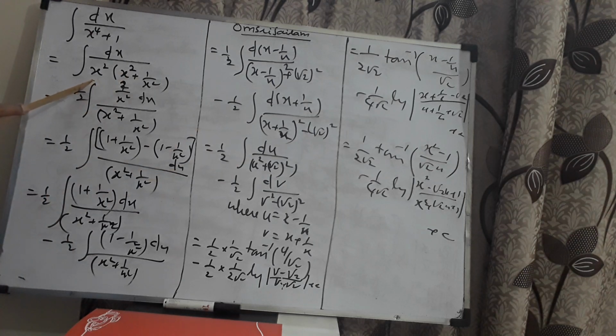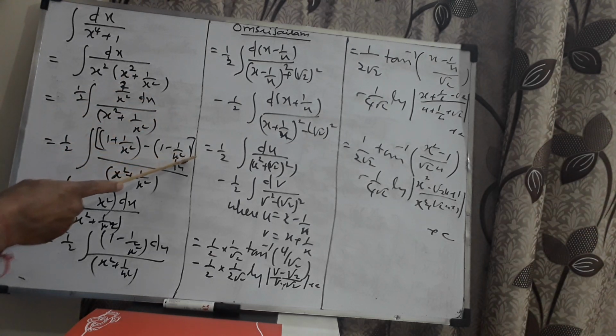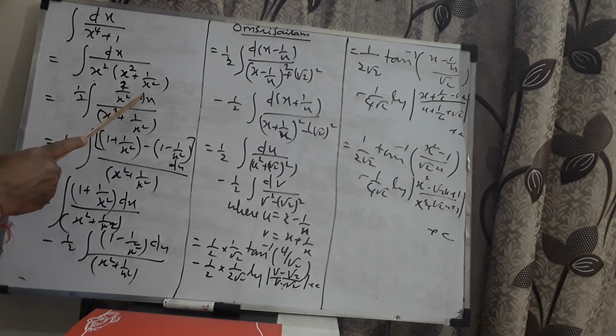Let me just explain. Take x square as common in the denominator. Multiply and divide by 2 after taking this x square to the numerator. Write it as 1 by x square in the numerator. This 2 by x square can be written as 1 plus 1 by x square minus 1 minus 1 by x square. 1 minus 1 goes off. 1 by x square plus 1 by x square becomes 2 by x square. Make it into two integrals.